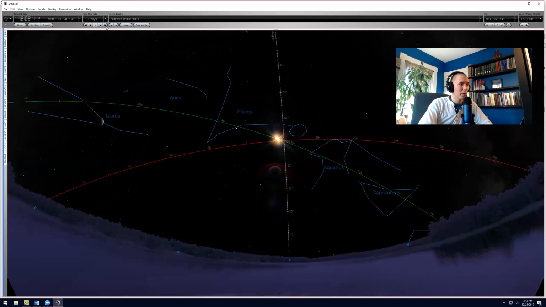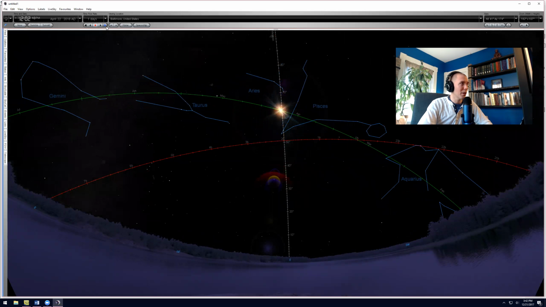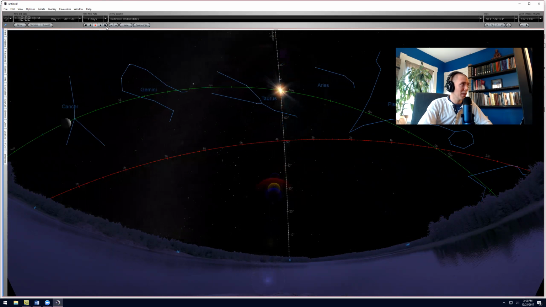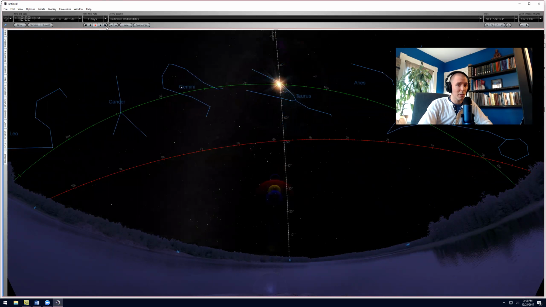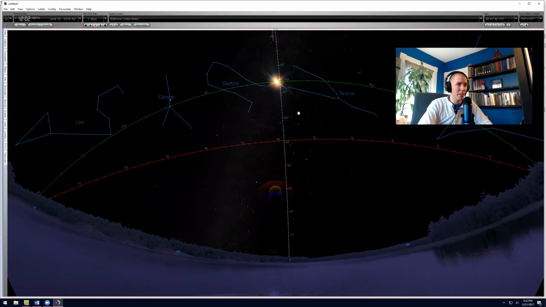From that point forward, the sun keeps rising in the sky and is going to keep going until about June 20th. At June 20th, we hit the summer solstice. Summer solstice is the longest day of the year, where we have the most amount of light in the day, and there it is.